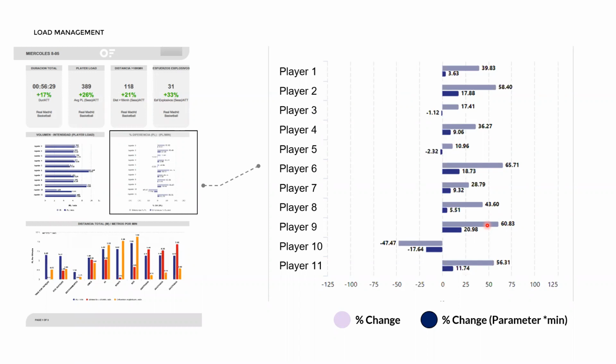So for example, a player ran 3 kilometers, that is 20% more than usual in match day +2. We use percentage because it's easier for the coaches to understand, but we could use standard deviations, z-scores, or whatever lets us understand the change.